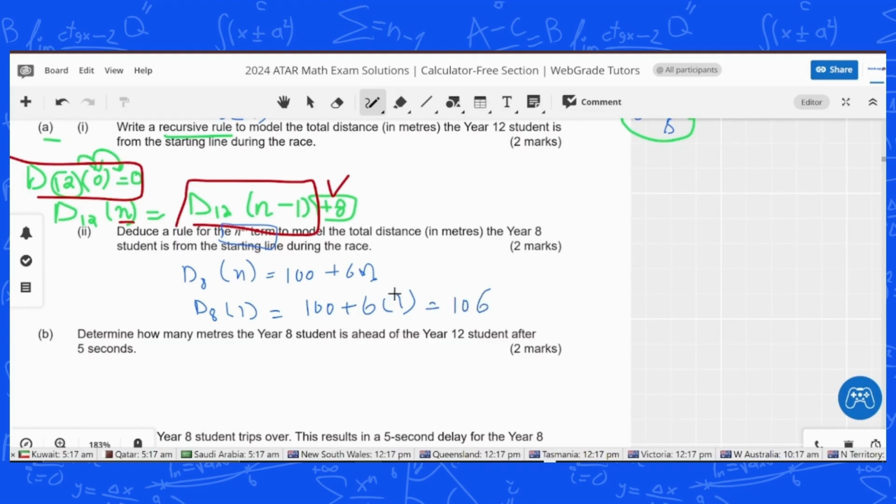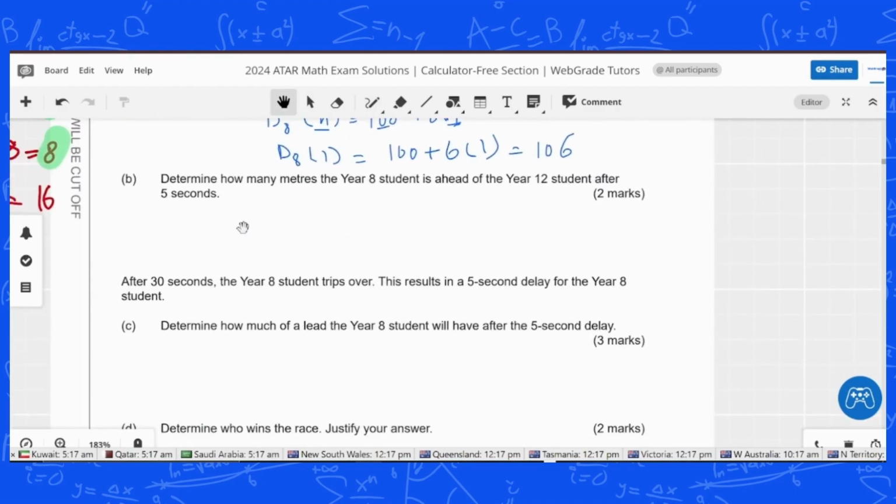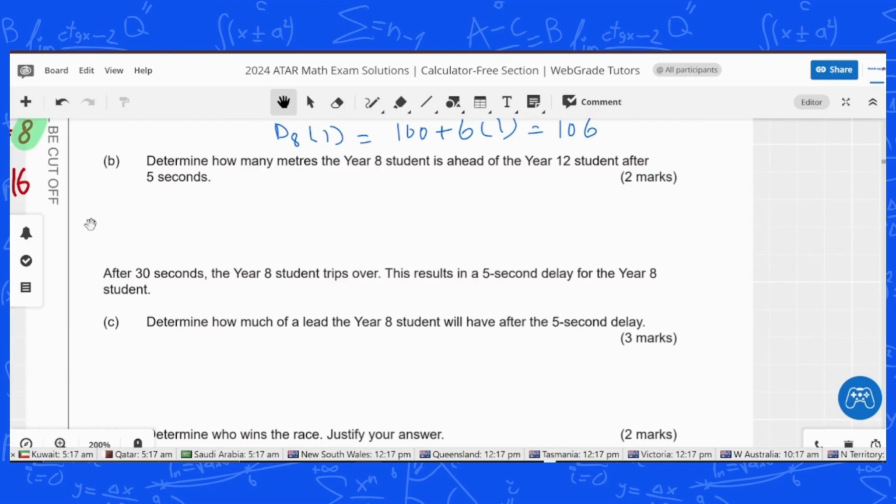And at 2 seconds, we can just replace n by 2. So 100 plus 6 times 2, which is 12. 100 plus 12 will be 112 for n equals 2, for 2 seconds. Okay. Now, look at part B of the situation. In this part, they are asking to determine how many meters the year 8 student is ahead of the year 12 student after 5 seconds. So basically, we just need to work out how far ahead the year 8 student is after 5 seconds.